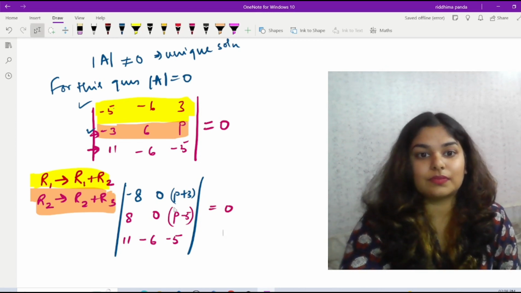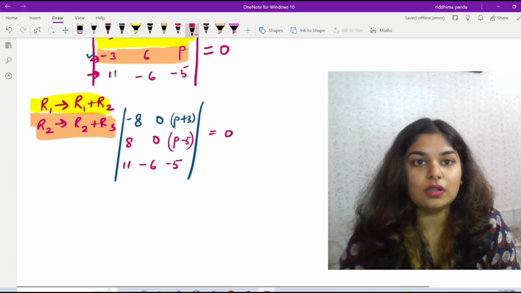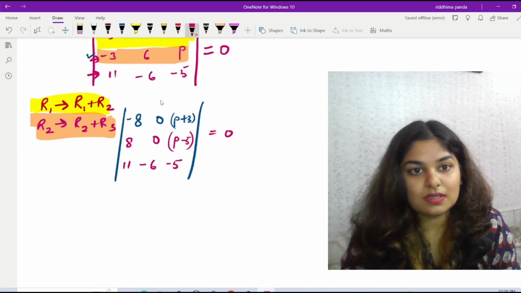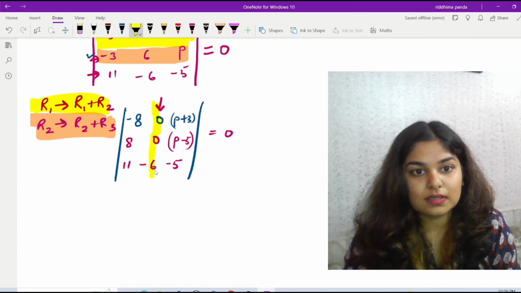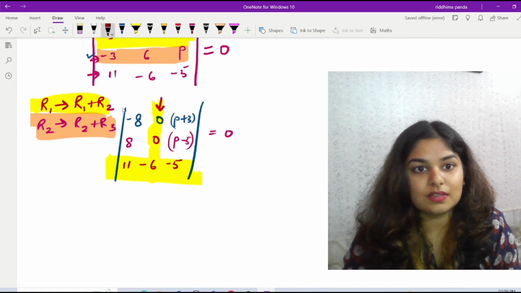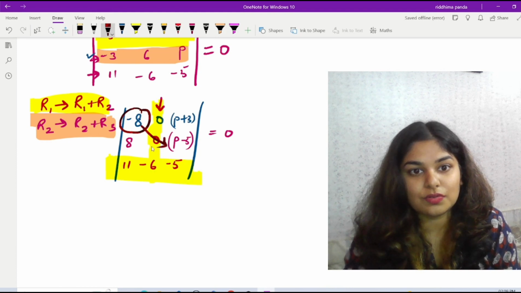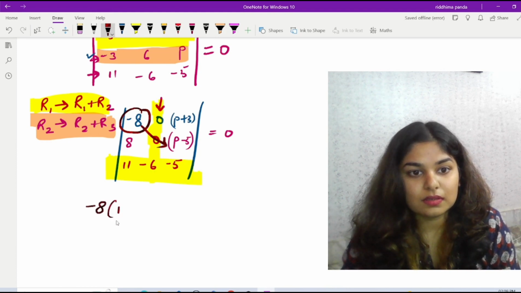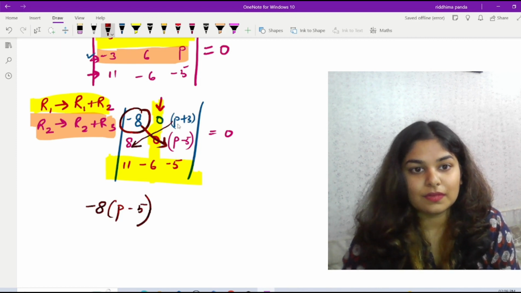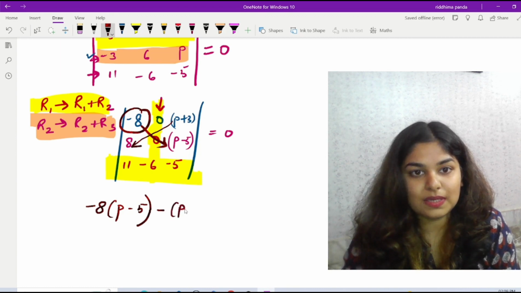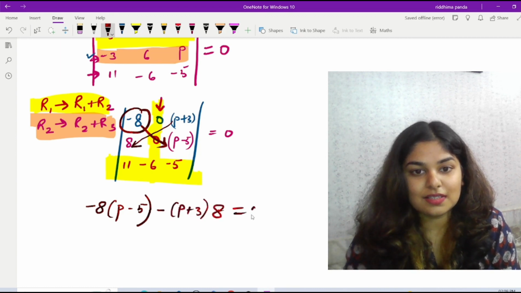Now let us expand, that is solve this determinant with respect to this column. That means I'm just not going to consider this part, right? And so my determinant becomes minus 8 into p minus 5, minus p plus 3 into 8. So this is equal to 0.